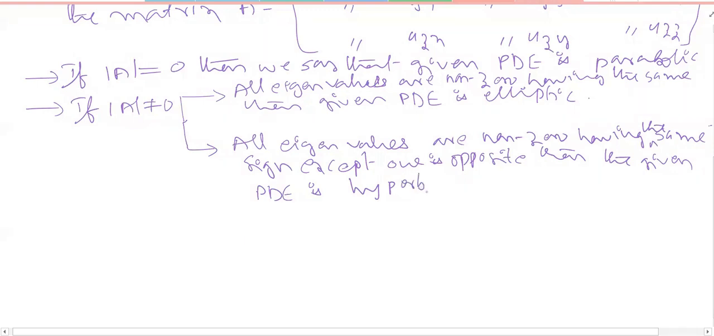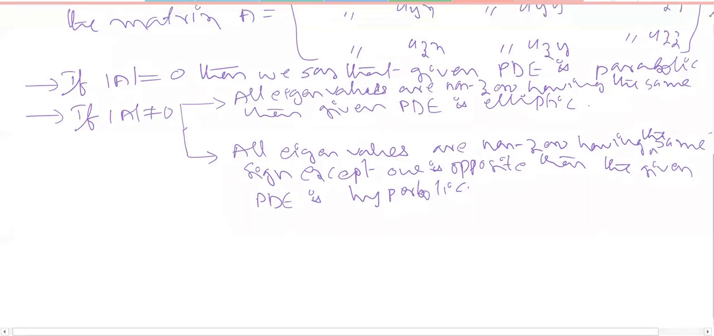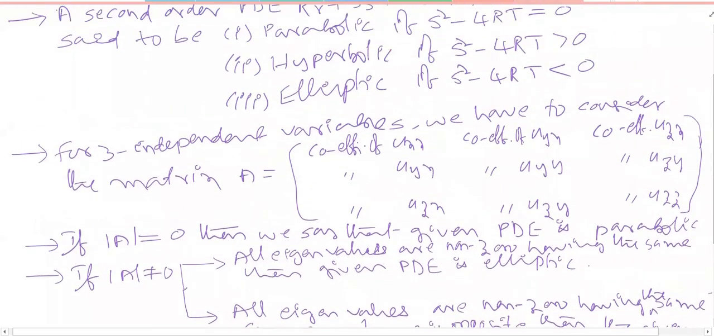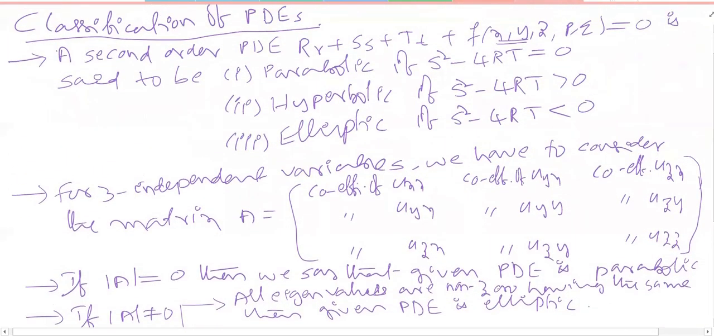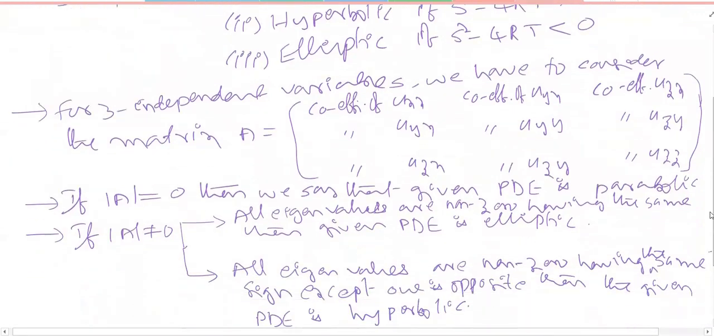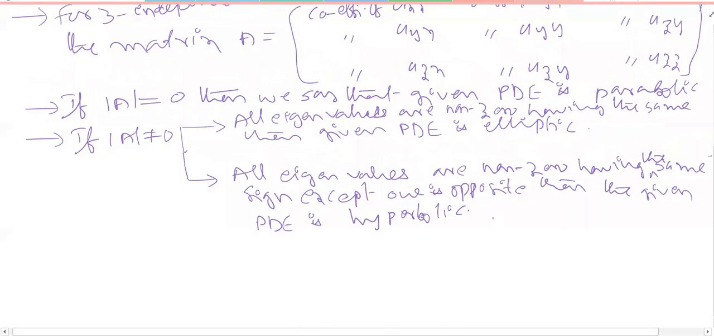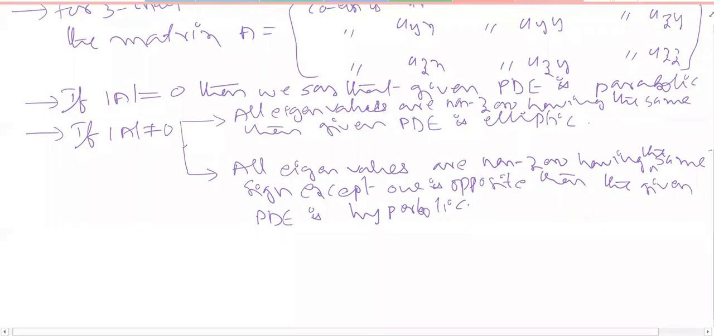Okay. This is the classification of second order partial differential equations. When two independent variables are there, we have to apply these three conditions. When three independent variables are there, you can use this. Okay. Now I'm taking one problem.